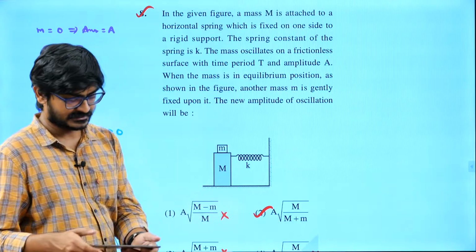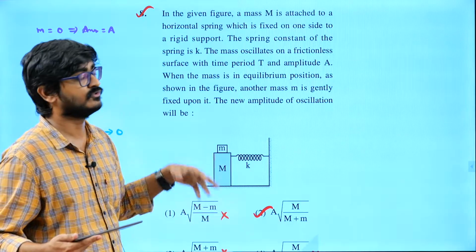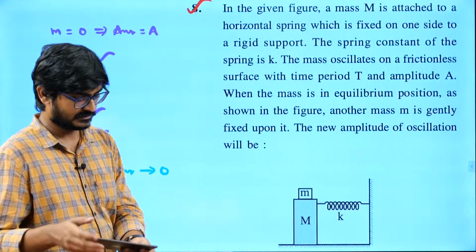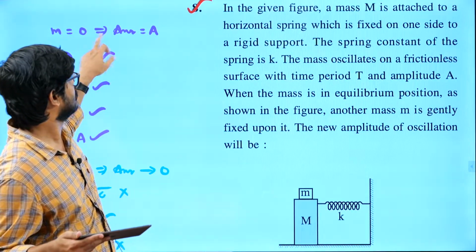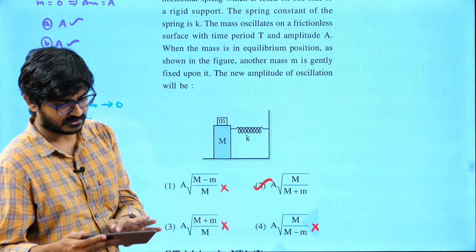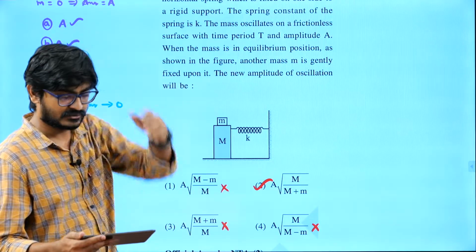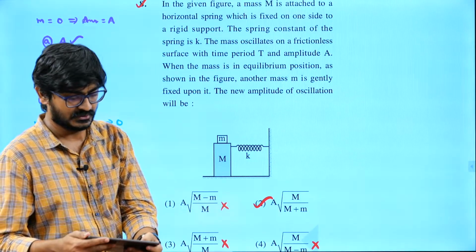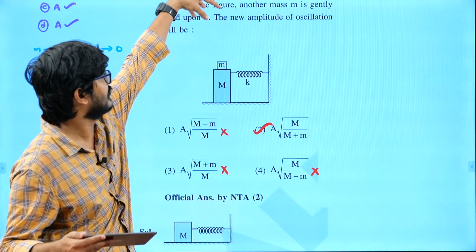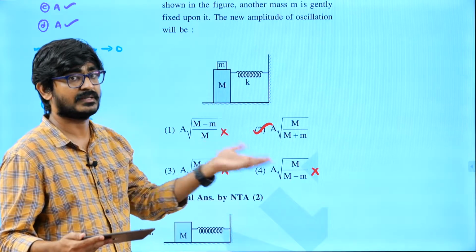Now looking at the options, I will check what will happen if small m is 0. You will be changing nothing, so the amplitude will remain the same. So if small m equals 0, the answer must be equal to A. That's obvious. Now all four options will give A if you substitute small m equal to 0, so I can't do much with that. Now if small m is very large, the meaning is you are keeping a very high mass on this. It will immediately stop, so the amplitude will become 0.